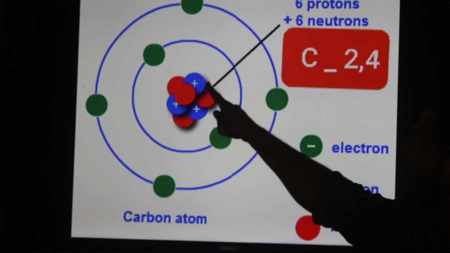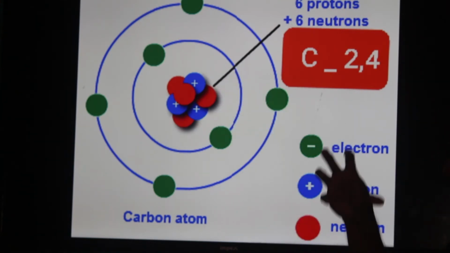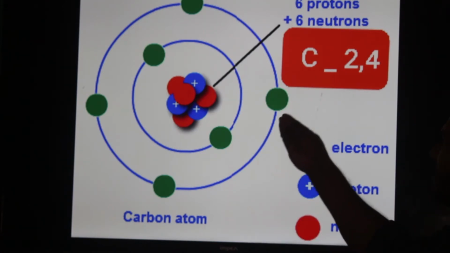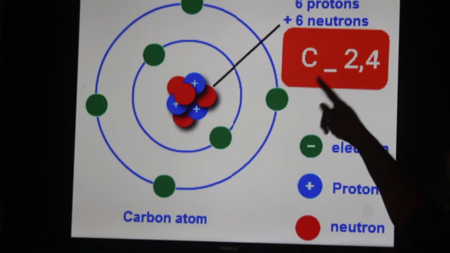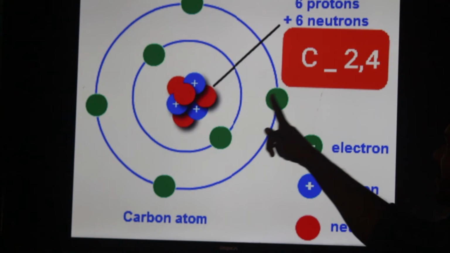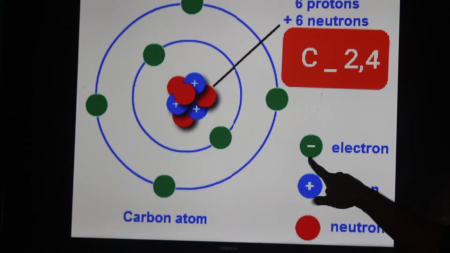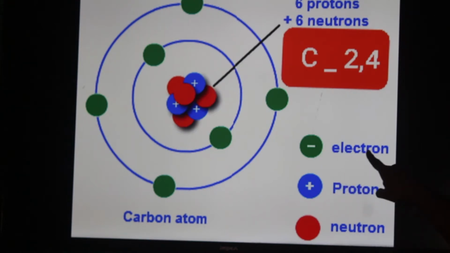In the nucleus, protons and neutrons are there. The entire charge of the nucleus is positive because the second particle, neutron, is neutral. Here, the number of protons and electrons in an atom is equal. So, we call the atom electrically neutral. Here, the negatively charged particle is the electron, the positively charged particle is the proton, and the red particle, the neutral particle, is known as neutron.